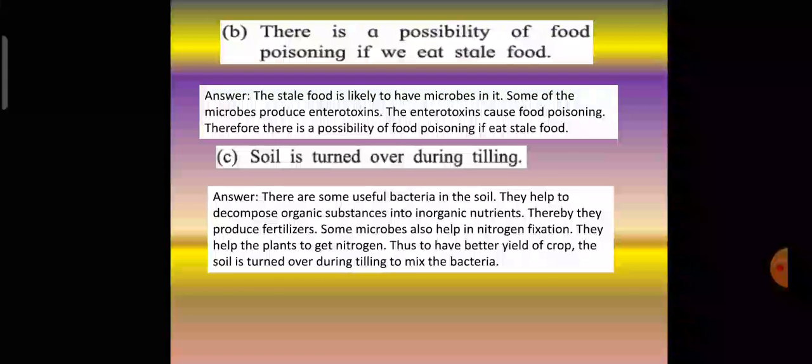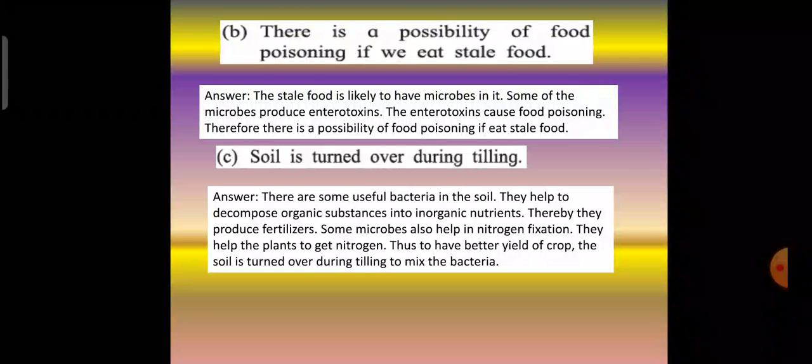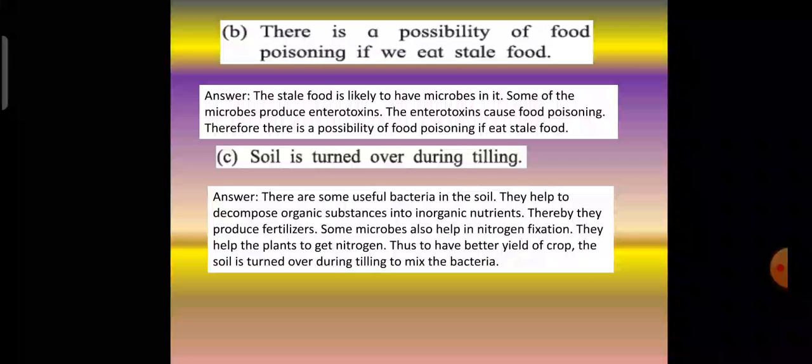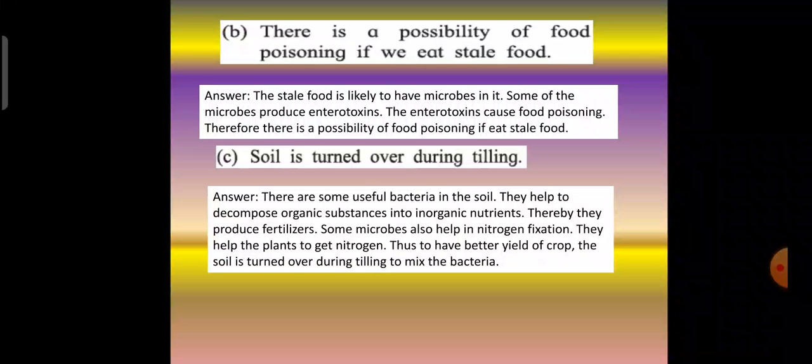Next, soil is turned over during tilling. There are some useful bacteria in the soil. They help to decompose organic substances into inorganic nutrients. Thereby, they produce fertilizers. Some microbes also help in nitrogen fixation. They help the plants to get nitrogen. Thus, to have better yield of crop, the soil is turned over during tilling to mix the bacteria.